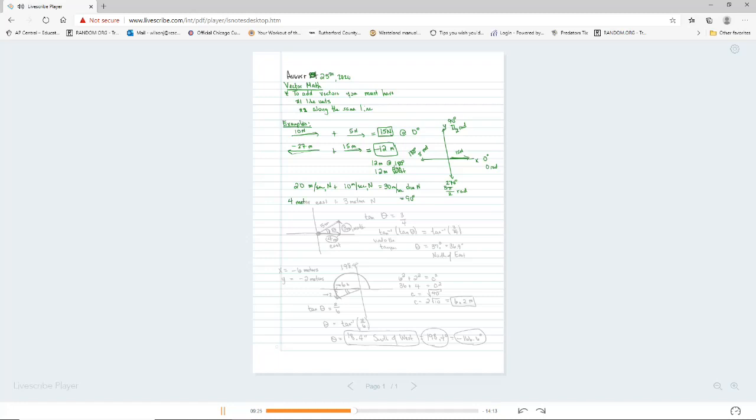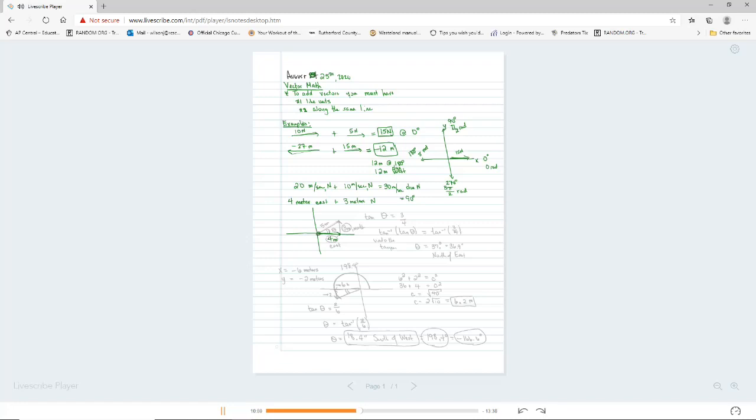Okay, so now what about this? 4 meters east plus 3 meters north. This would be 4 meters east. And how do I do the next one? Once you draw your first vector, you put the tail of the next vector at the end or tip of the first arrow and go from there.